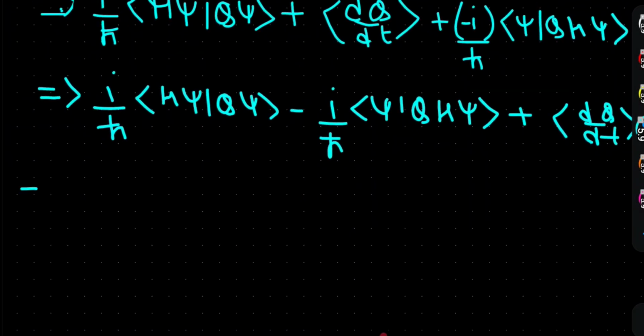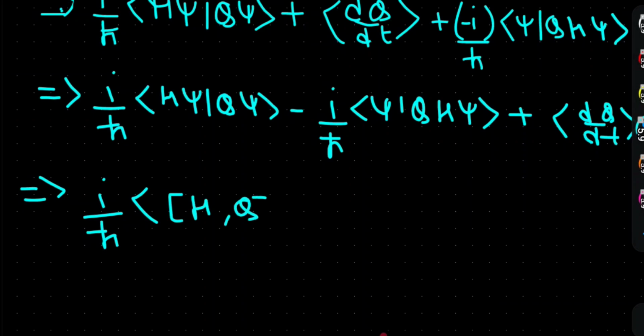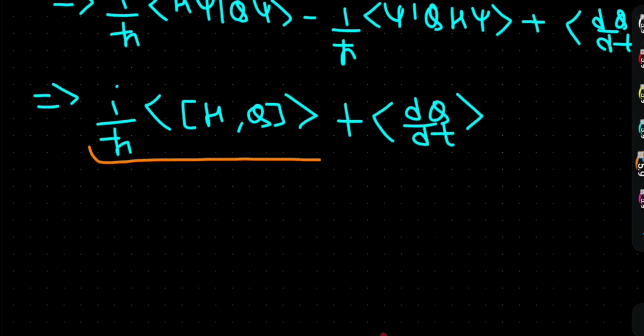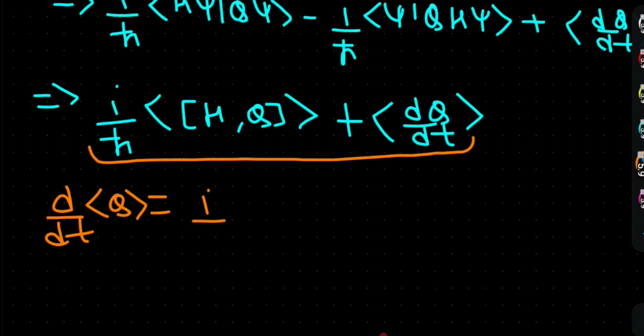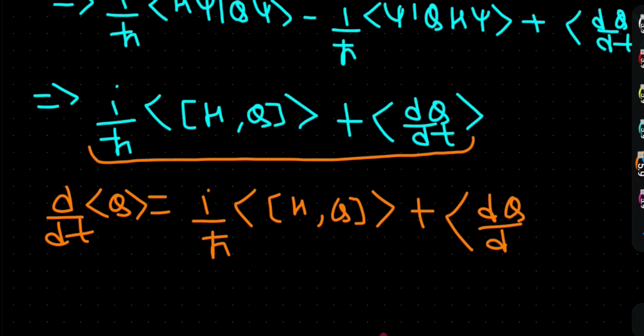So if you see this carefully, it is just the expectation value of the commutation relationship between the h and the q operator, and this is equal to plus the expectation value of dq by dt. Now this is our generalized Ehrenfest theorem. So d by dt of the expectation value of q is equal to iota divided by h bar times the expectation value of the commutator hq, plus the expectation value of the time derivative of q.